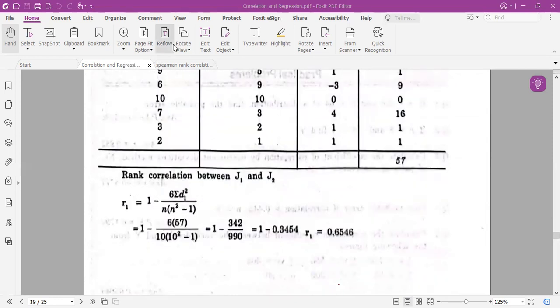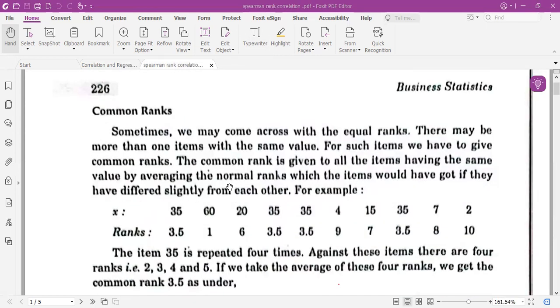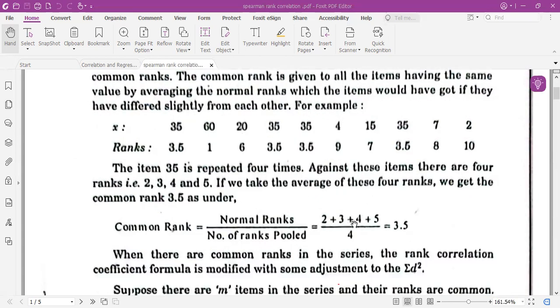Now what to do in case when you have a common rank? Common rank is something where ranks get repeated. Now let us take an example. Here, if you take these x values and put ranks, 60 will be getting 1. Then the next highest value is 35, 35, 35, and one more 35. So 4 35s are there. That is second rank is 35, third rank is 35, fourth rank is 35, fifth rank is also 35. So 2, 3, 4, 5.